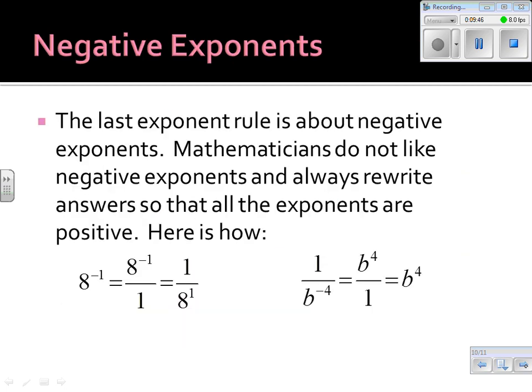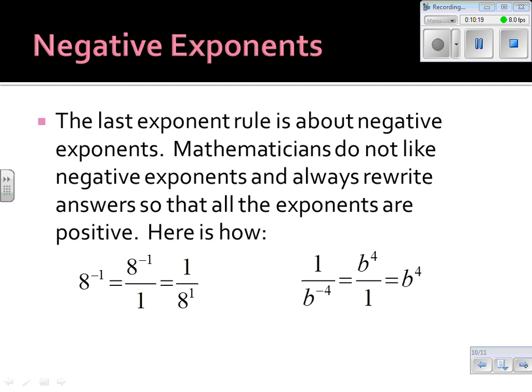The final exponent rule is about negative exponents. Mathematicians do not like negative exponents and always rewrite answers so that the exponents are positive. Here is how. If we have 8 to the negative 1, we can move it to the bottom, or the denominator, of a fraction by making it positive. So essentially, if it's a negative exponent in the numerator, you move it to the denominator. And if it's a negative exponent in the denominator, you can move it to the numerator.